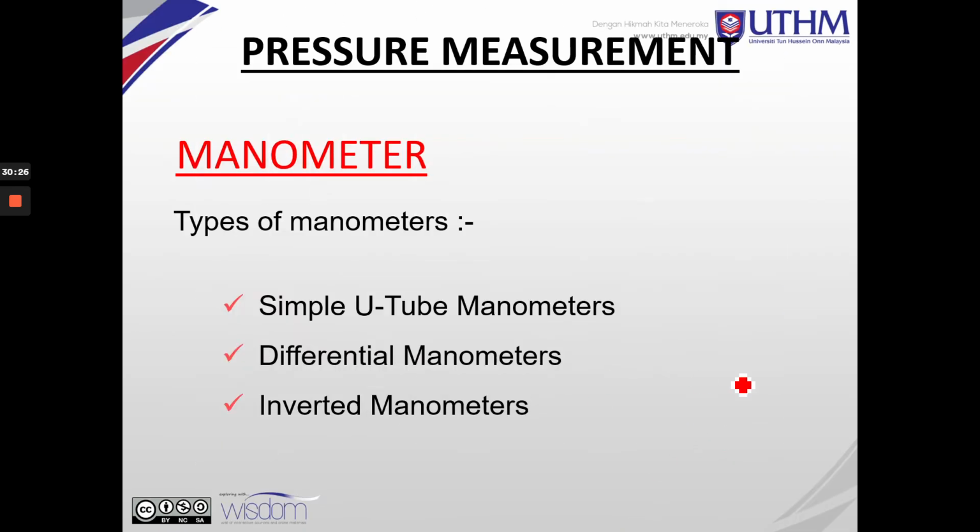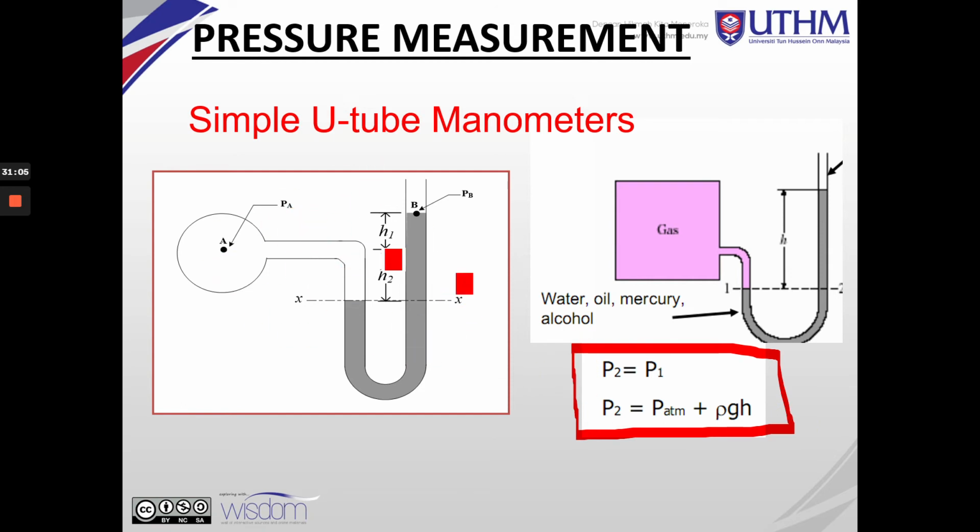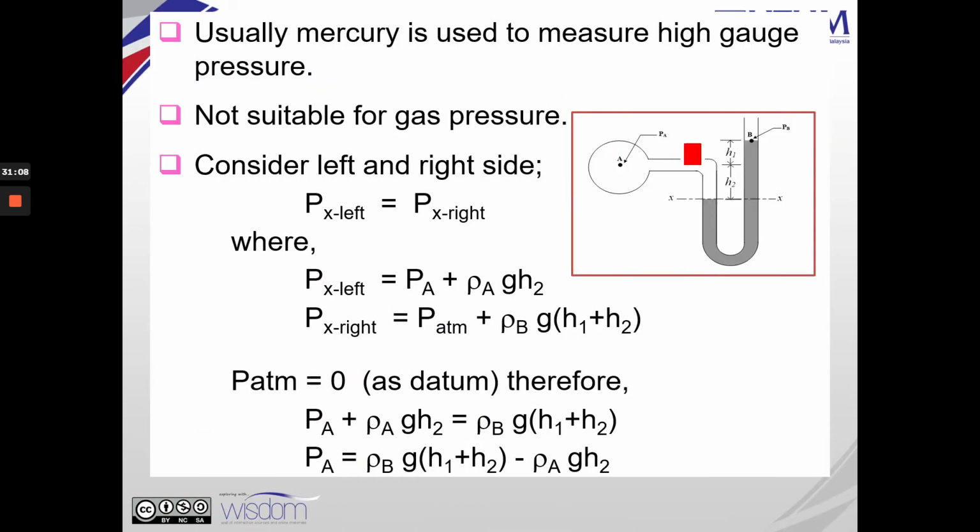So manometer types: simple U-tube manometers, differential manometers, and inverted manometers. So simple U-tube manometers are like this one. Using the same Pascal's law, you must use the pressure at point 1 equal to the pressure at point 2, so we use this equation. So we get this equation, also same as this.